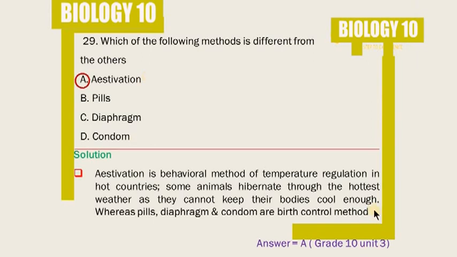Aestivation is a behavioral method of temperature regulation in hot countries. Some animals hibernate through the hottest weather to keep their bodies cool. The terms pill, diaphragm, and condom are methods of birth control.